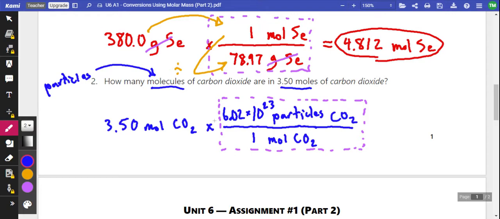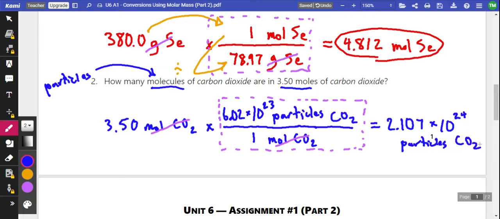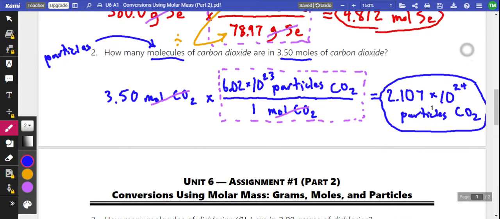3.50 times 6.02 times 10 to the 23rd divided by 1 should give us moles canceling out, particles unit left over, and our answer is something around 2.107 times 10 to the 24th particles, or you could say molecules of CO2. And that's our answer. Again, we had more than 1 mole of CO2, so we should also have more than 6.02 times 10 to the 23rd particles, which is what we have. So, nice. Looks good. Let's keep on moving. Let's check another problem.